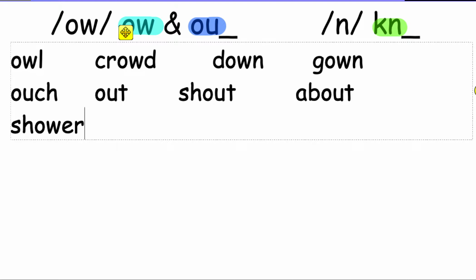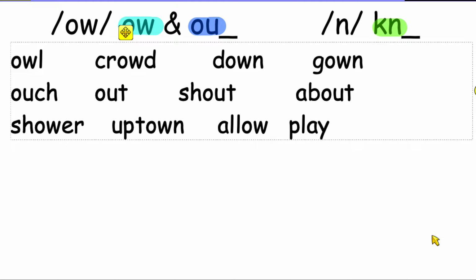Ow. Shower. Town. Uptown. It's a compound word. Up and town. Allow. The a is actually a schwa. Play. Ground. Playground. Another compound word.